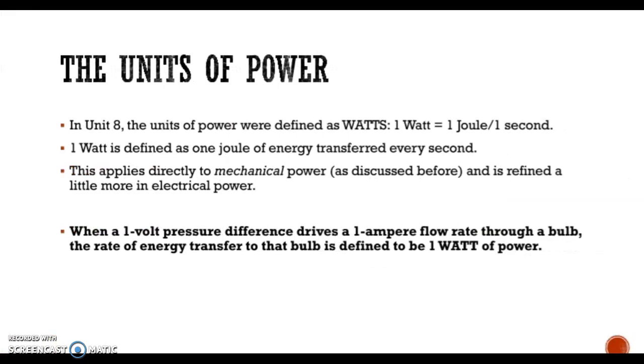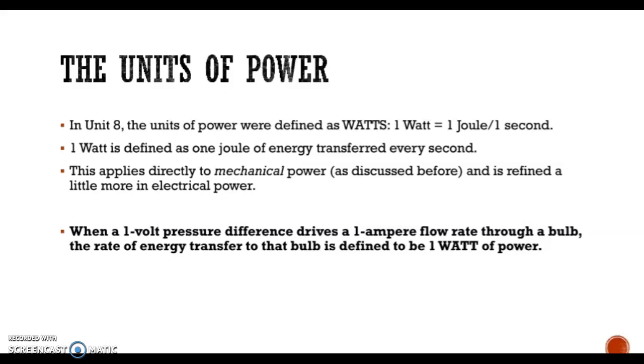In Unit 8, we defined the units of power as watts, where 1 watt is equal to 1 joule per second. That is, a watt was defined as 1 joule of energy being transferred in 1 second. That applies very directly to mechanical power, where we were talking about energy in terms of joules, but it's refined a little bit more in electrical power because we don't typically talk about exactly how much energy is being moved in what amount of time. What we're usually talking about is voltage and current.